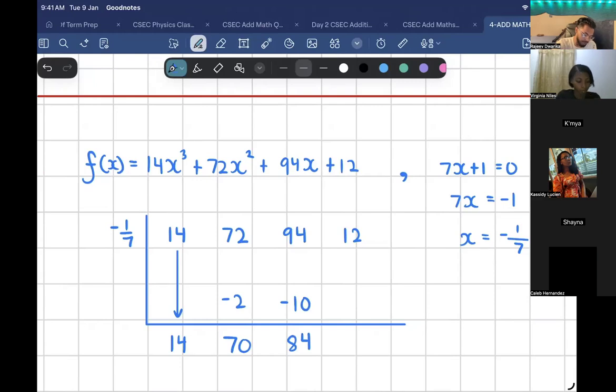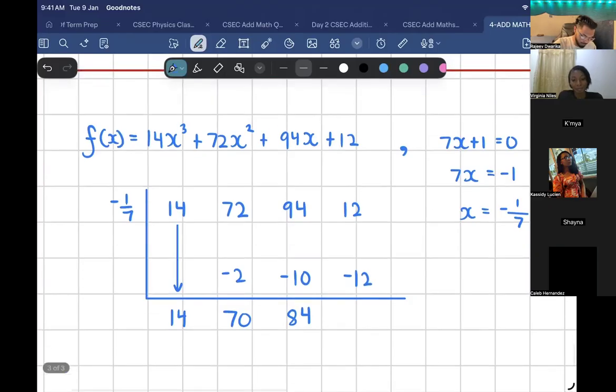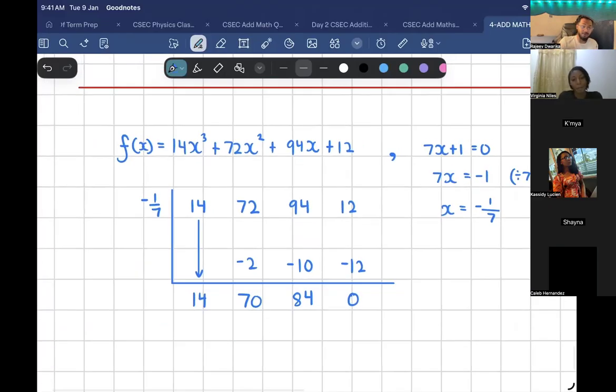I'll repeat the same process again. Minus 1 over 7 times 84 is? Minus 12. And then 12 plus minus 12 is? 0. Right.